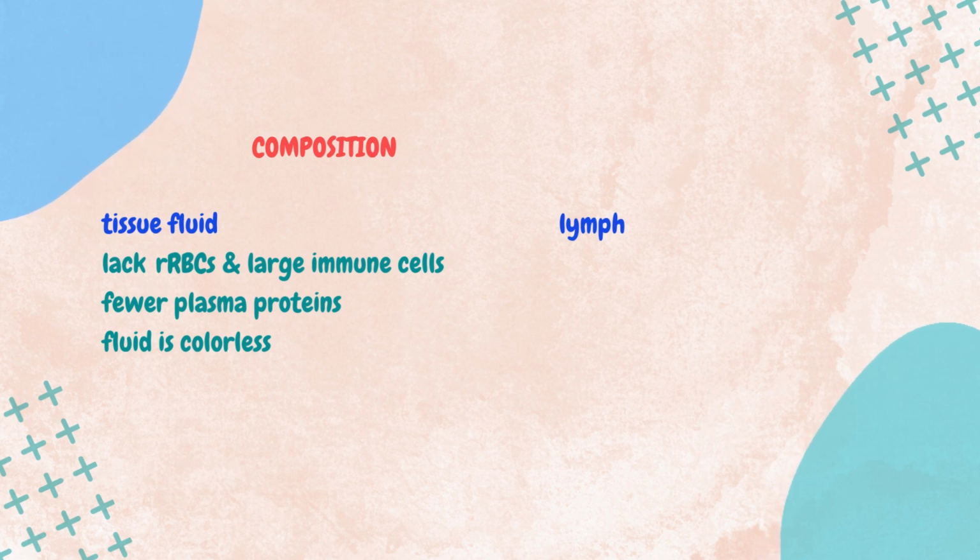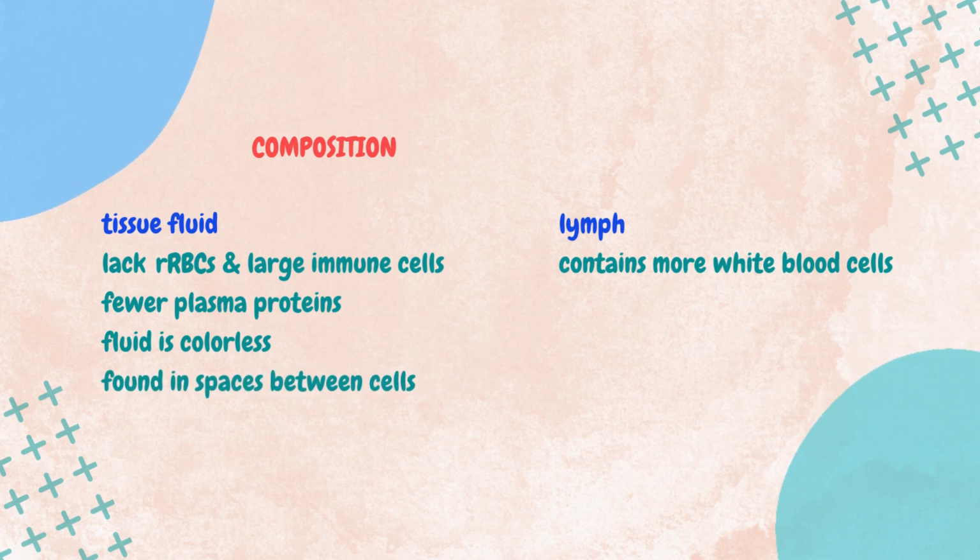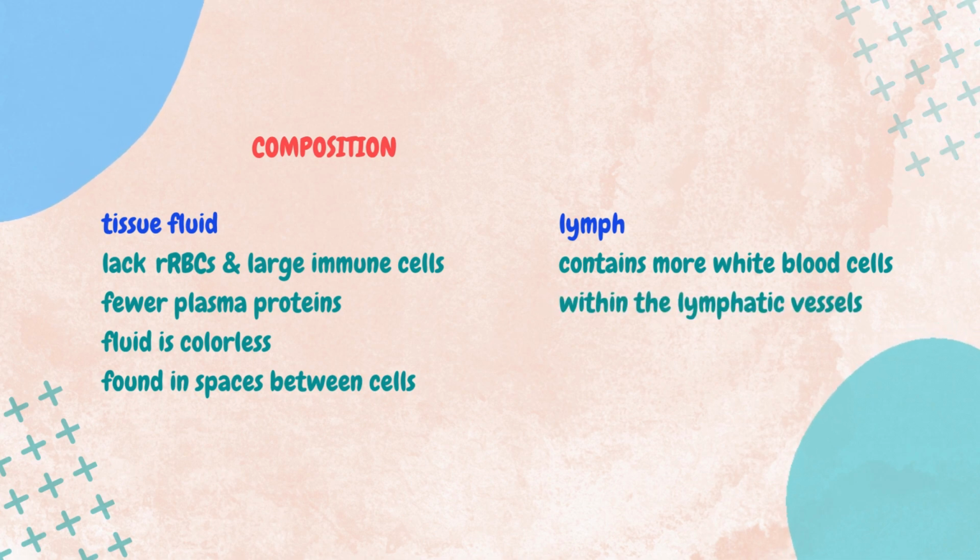The composition of lymph is very similar to that of tissue fluid, but lymph contains more white blood cells, especially lymphocytes, as these immune cells enter the lymphatic vessels and accumulate in lymph nodes. The key difference between tissue fluid and lymph is their location. Tissue fluid is found in the spaces between cells called interstitial spaces. Lymph is located within the lymphatic vessels.